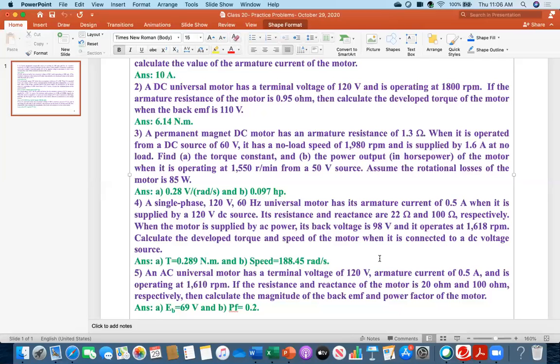You see the AC back voltage is given as 90 volt, but you need to calculate EDC, which is VT minus I RA. The I value is the same as the very first line, 0.5 ampere, and the RA value is 22 ohm. You don't need to use the 100 because that is the reactance. Because you are calculating back voltage for DC, the inductor will be short circuited, so you only use the resistance, 22 ohm. Then you should be getting the same torque and speed values.